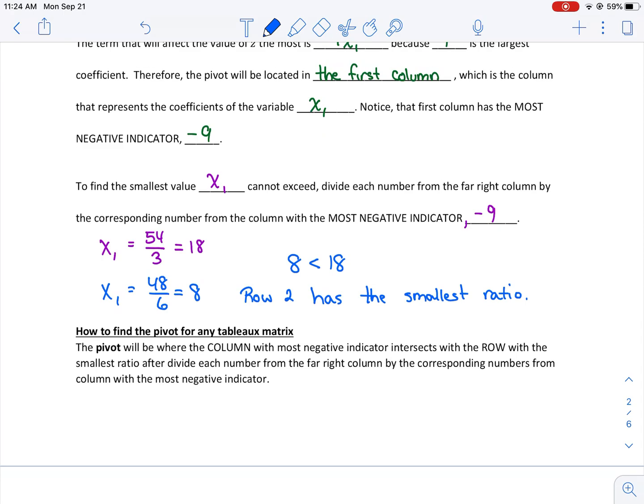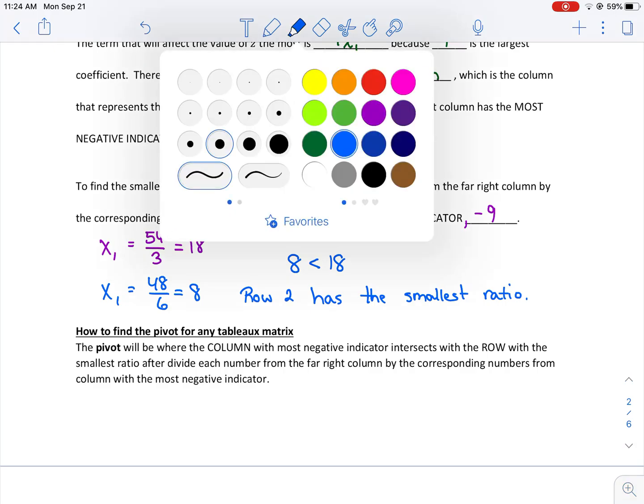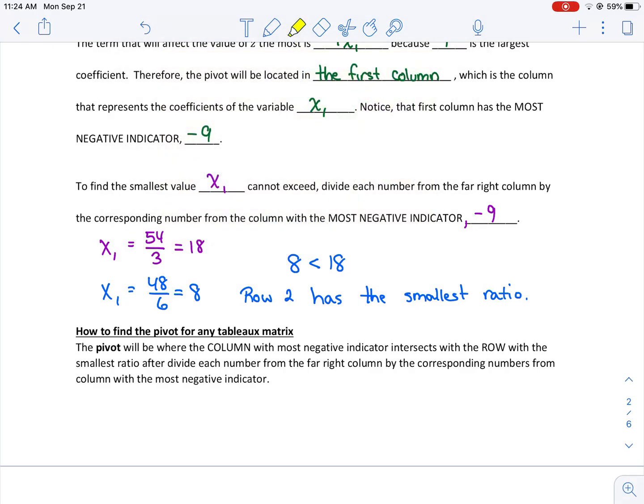And how do we find the pivot from all of this information? So the pivot will be where the column with the most negative indicator intersects with the row with the smallest ratio.